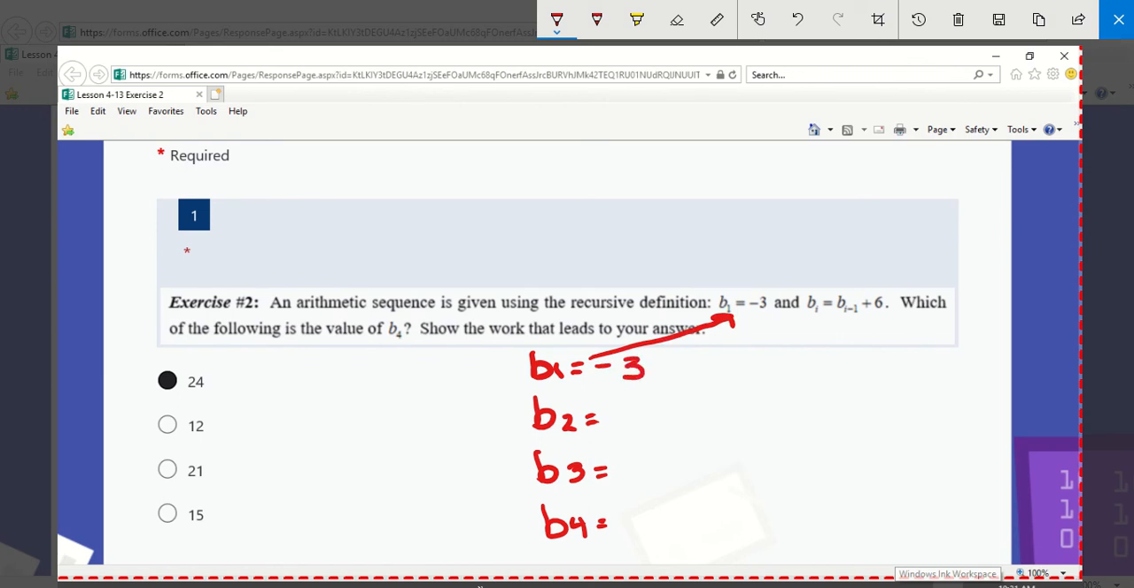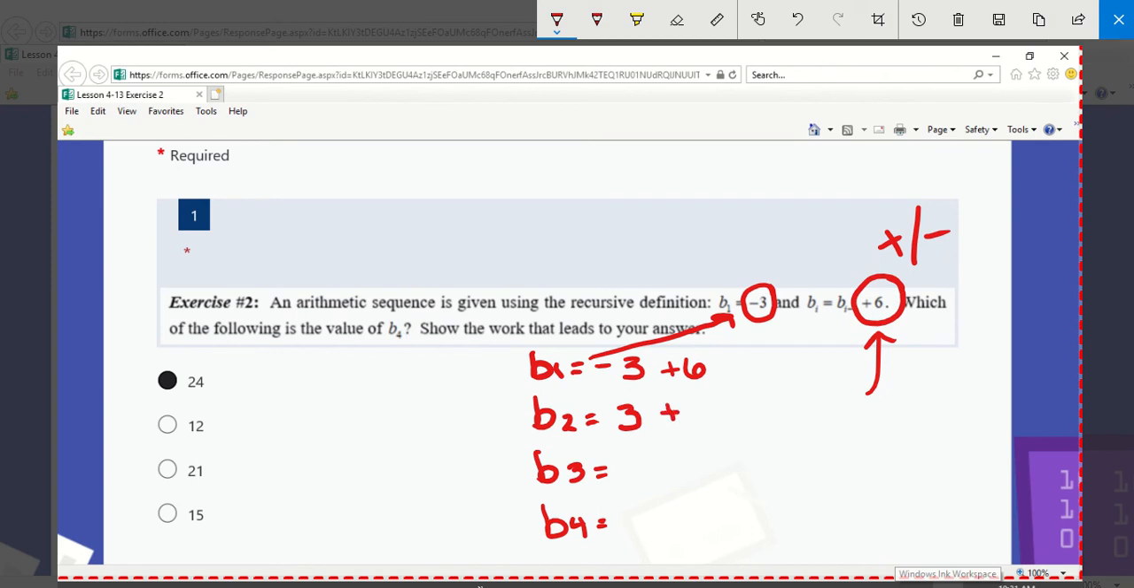Now remember, what are the two things that change every time you write these formulas? It's your starting one, your B1, and what you're adding or subtracting by. In this problem, they're telling us to do what to get from the first term to the second term to the third term to the fourth term? I hope you're thinking they're telling us to add 6. So how am I moving from B1 to B2? I'm adding 6.